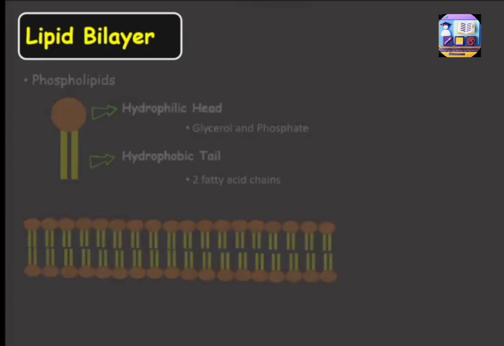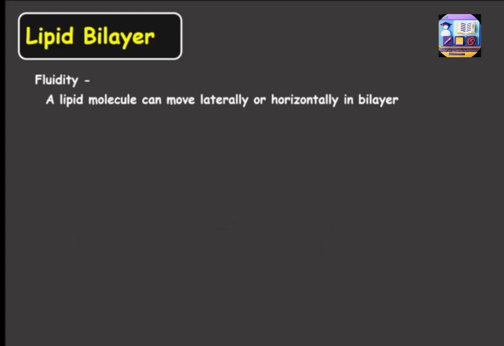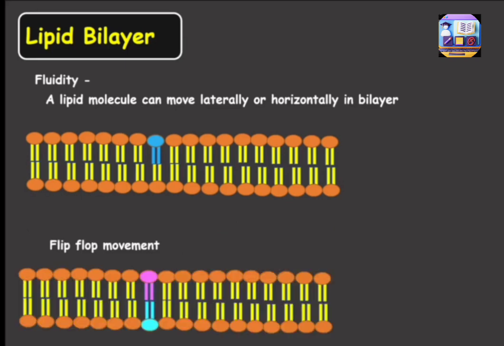So this lipid bilayer shows fluidity by certain movements of lipid molecules. A lipid molecule can move laterally or horizontally in the bilayer, and at the same time it can also show flip-flop movement like this.